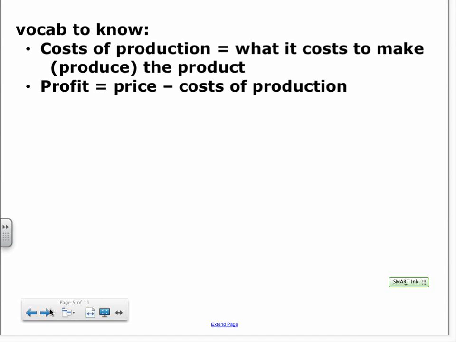Here's some vocab that you need to know. Costs of production, what it costs to make or produce the product.